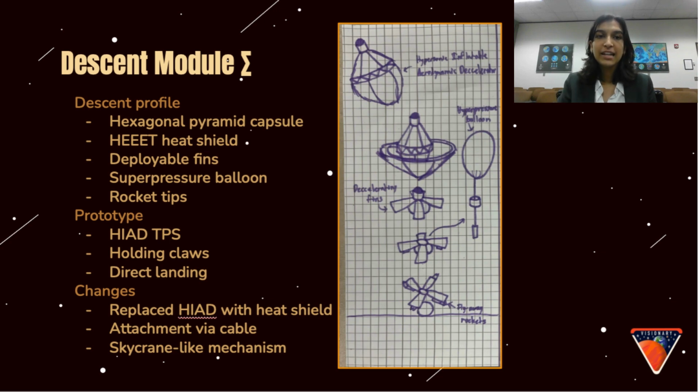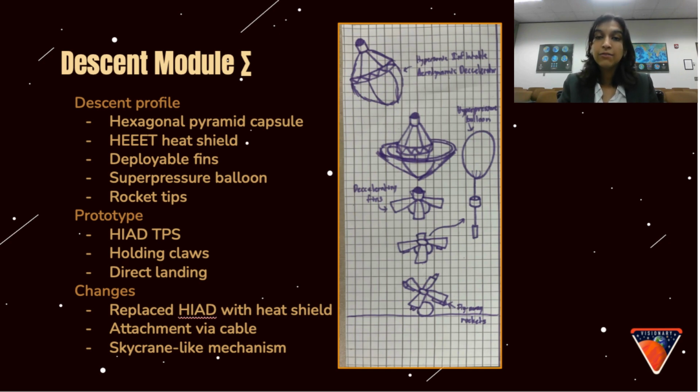Our initial team design consists of 3 stages: a descent module, a lander, and a balloon. The descent module consists of a hexagonal pyramid capsule made out of titanium and protected on the bottom by a heat shield created with heat TPS material. Later, the heat shield is jettisoned and the trapezoidal sides of the capsule deploy to form air-braking fins which decelerate the vehicle to about 0.155 meters per second at a mass of 1,000 kilograms.